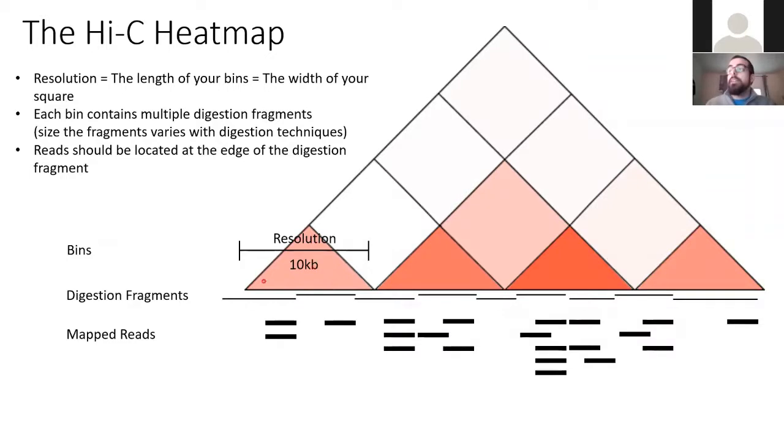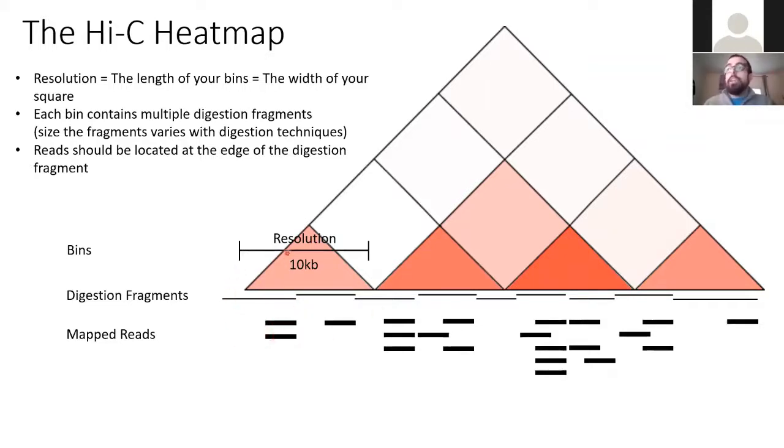And this is going to be the length of your square. So each square here is going to be 10,000 by 10,000 bp. Then within those squares that we call bins, we have the digestion fragments. So these are where your enzyme was cutting, so where your reads should be. If you use Micro-C, you won't have this. It will just go straight to the reads.